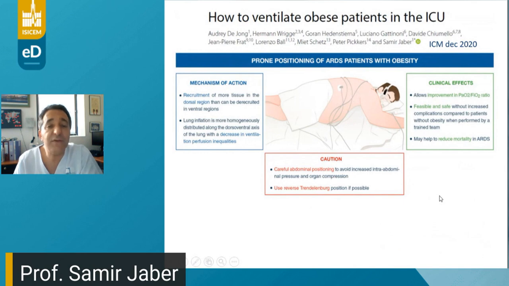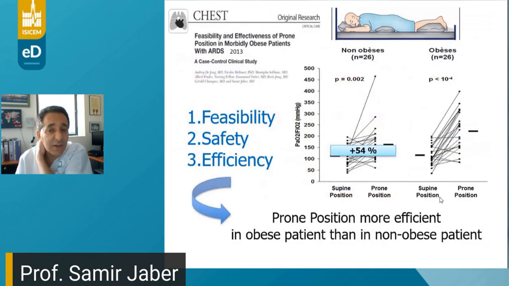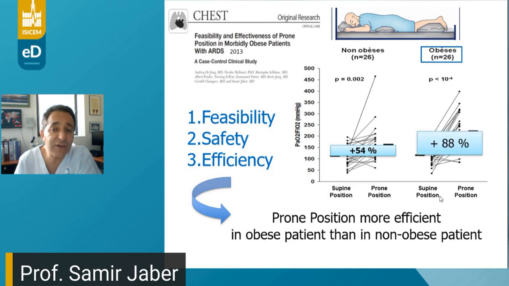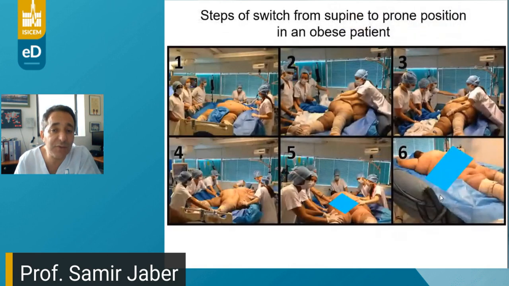Prone position, today we have several data showing that it could be useful. In this trial, we reported that the improvement of the PF ratio, as a surrogate of oxygenation, increased significantly more in obese patients than in non-obese patients. And in a skilled team, it could be safe to use it easily.